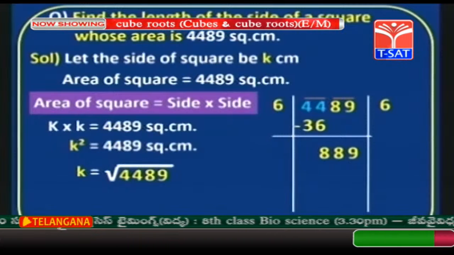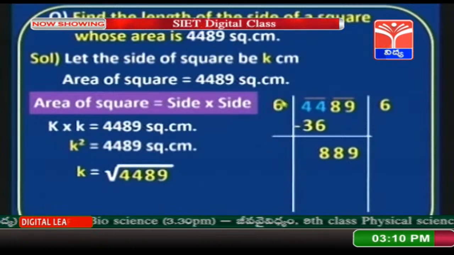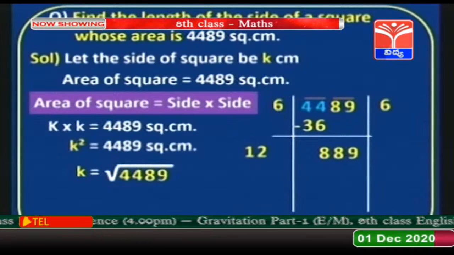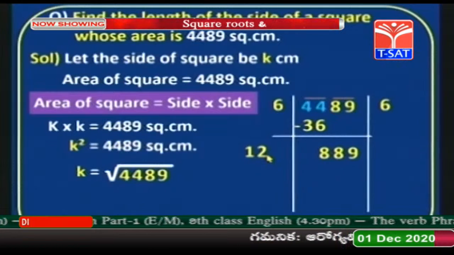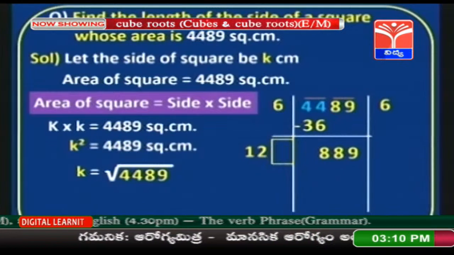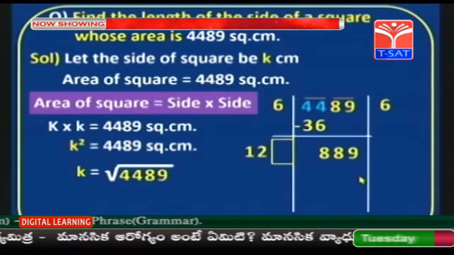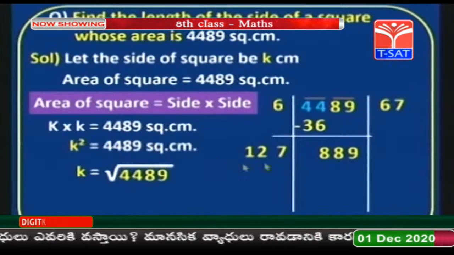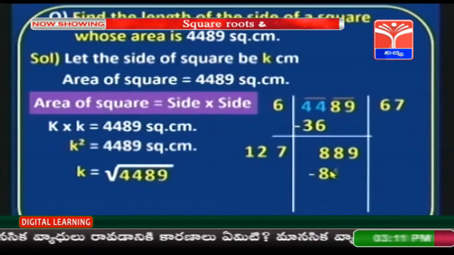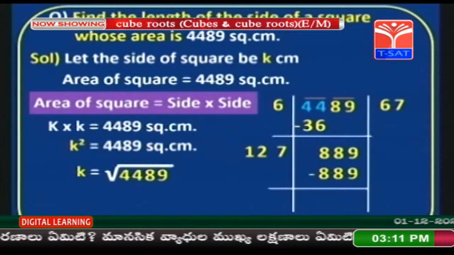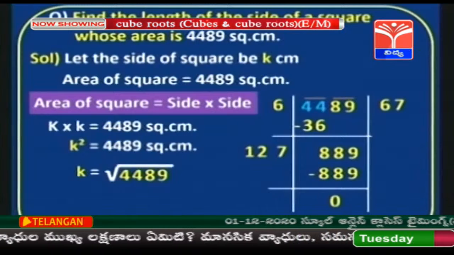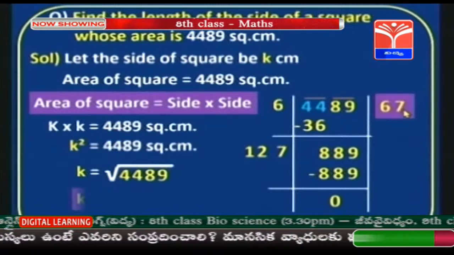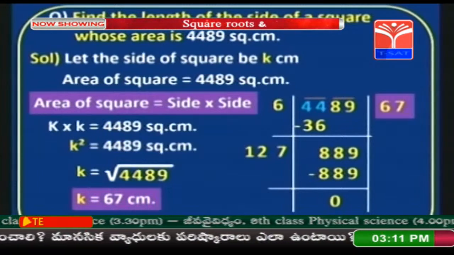It is becoming 889. Now what you have to do in the second step? We have taken 6 as the divisor. You have to make it double. So 12. Now which number do we have to take beside the 12? If I take 3, you will get a smaller number. If I take 7, I will get 889. So 127 into 7, if you multiply, you will get 889. What is 889 minus 889? Yes, it is 0. Then what is the square root here? Yes, it is 67. So what is the value of k? Yes, it is 67 centimeter.